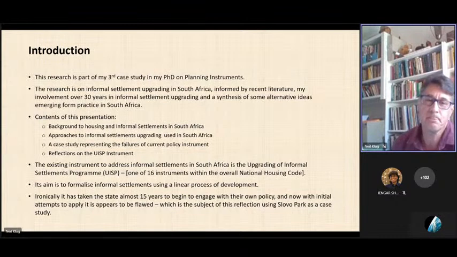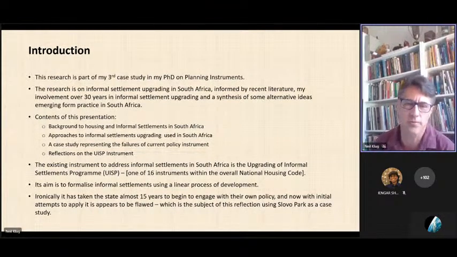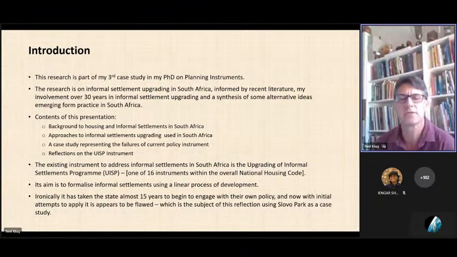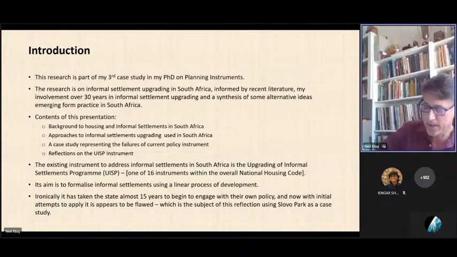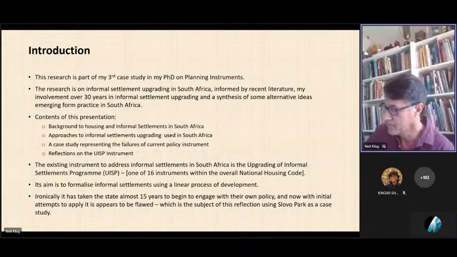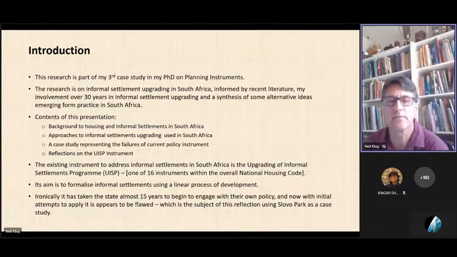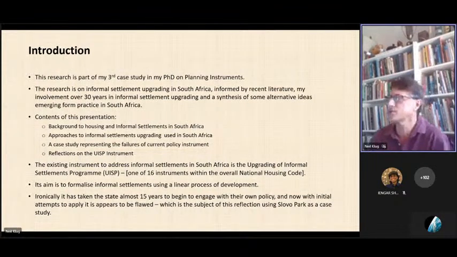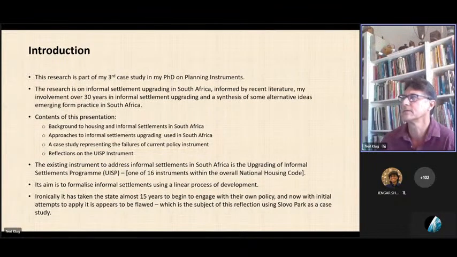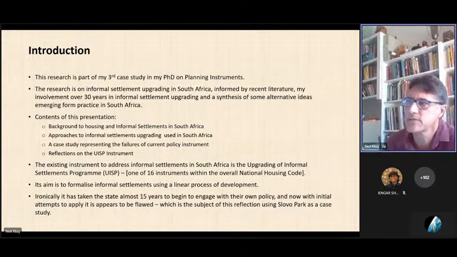So it's really looking at all aspects, not just the documents themselves and the wording of instruments, but the circumstances by which instruments are formulated and how they are implemented, to try and get a better understanding of the lack of implementation processes. My third case study is looking at informal settlement upgrading in South Africa, and that's been informed by recent literature, my involvement of just over 30 years in informal settlement upgrading in South Africa, and a synthesis of some alternative ideas emerging from current practices in South Africa.